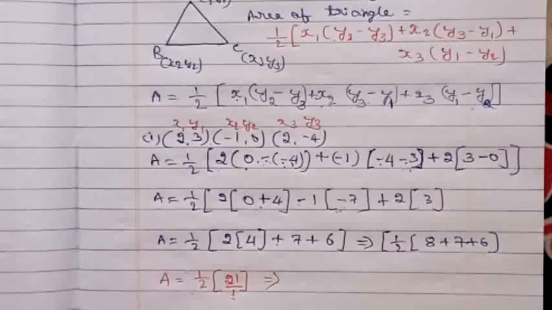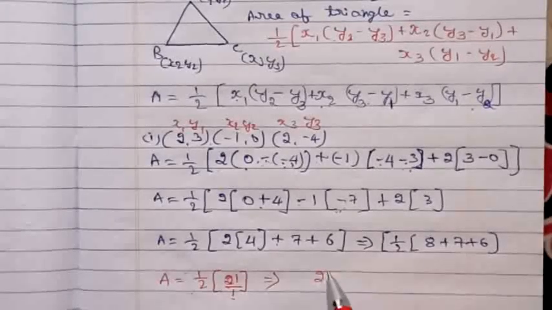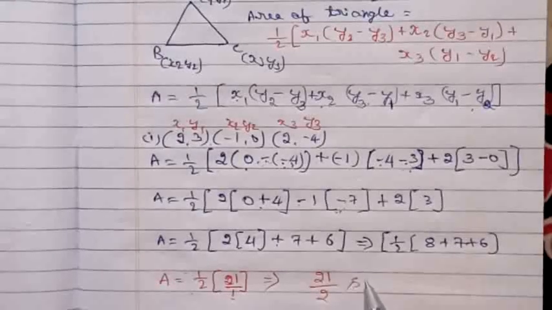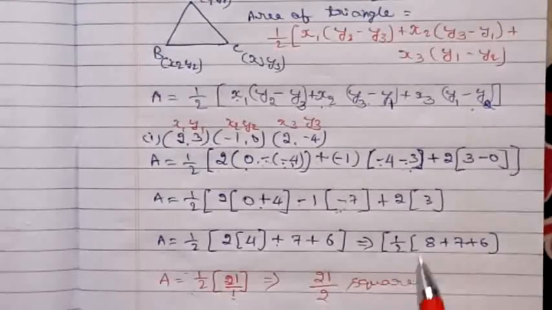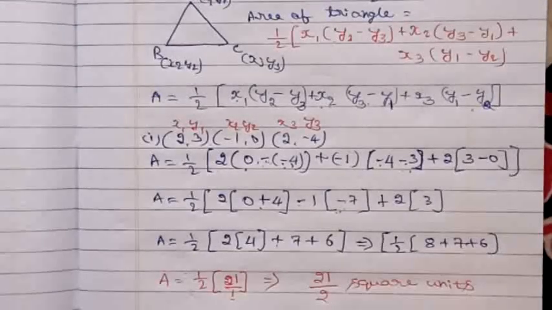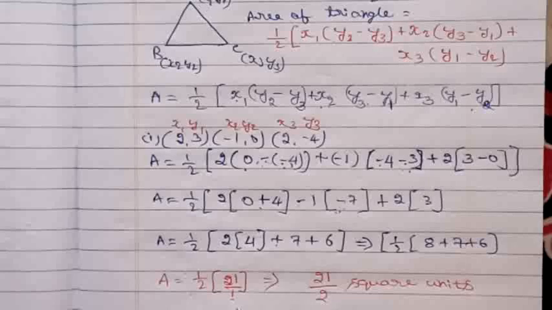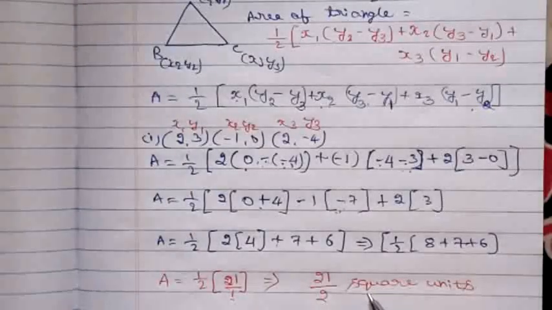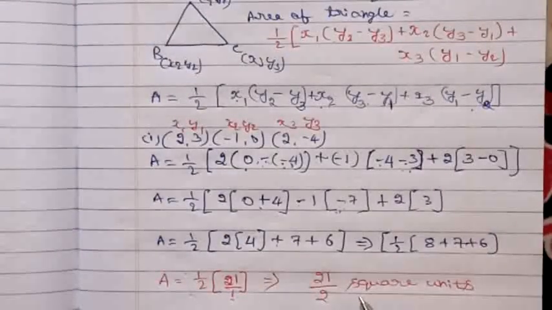Now 21 ones are 21, divided by 2, so the area is 21 by 2 square units, and this is the answer. This is the area of a triangle, right? How much? 21 by 2 square units. This is how we will solve the problem.